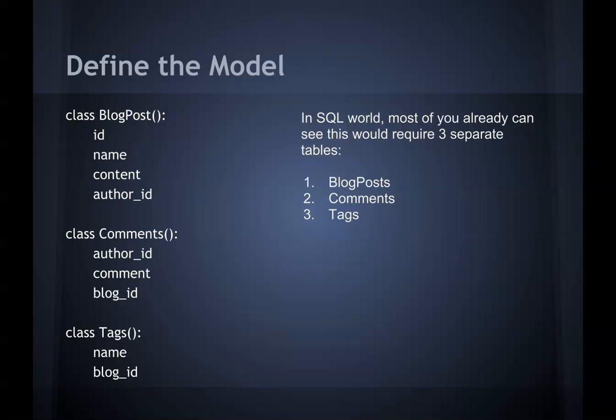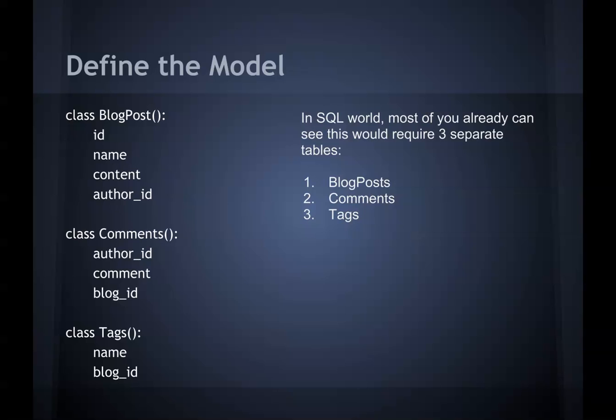We've got three pseudo classes. We've got this blog post. It's got an ID, a name, the content, and the author ID. Then you've also got comments that go along with that blog post, which have the author ID, comment, blog ID, and then you've got tags.